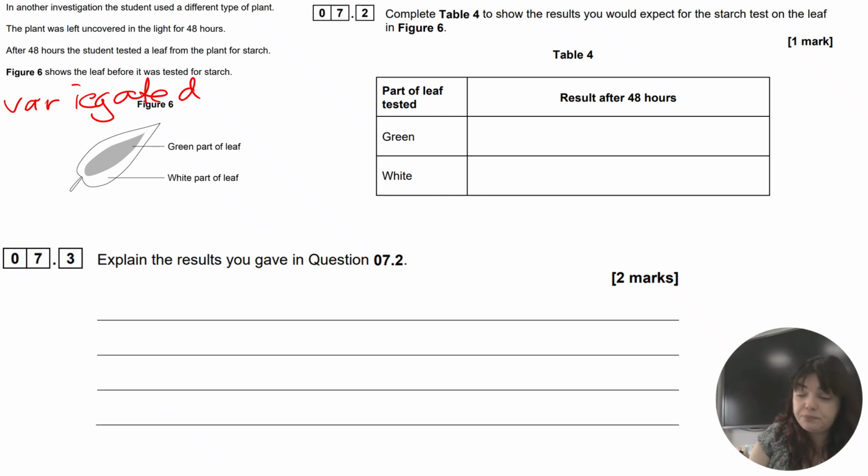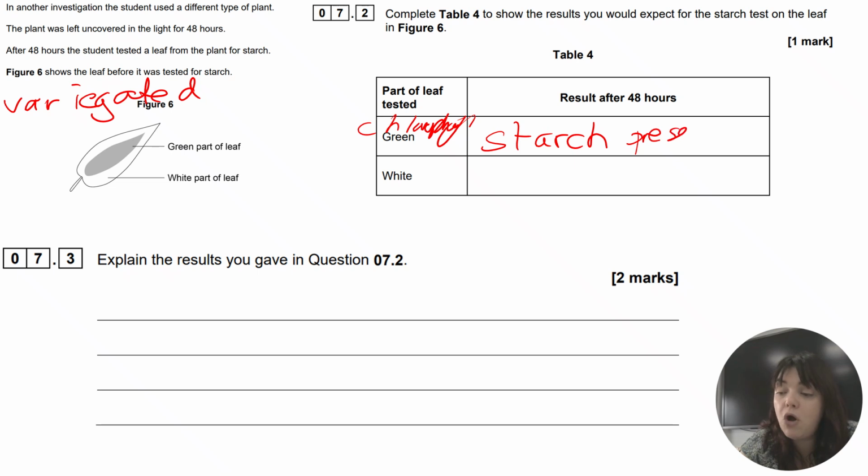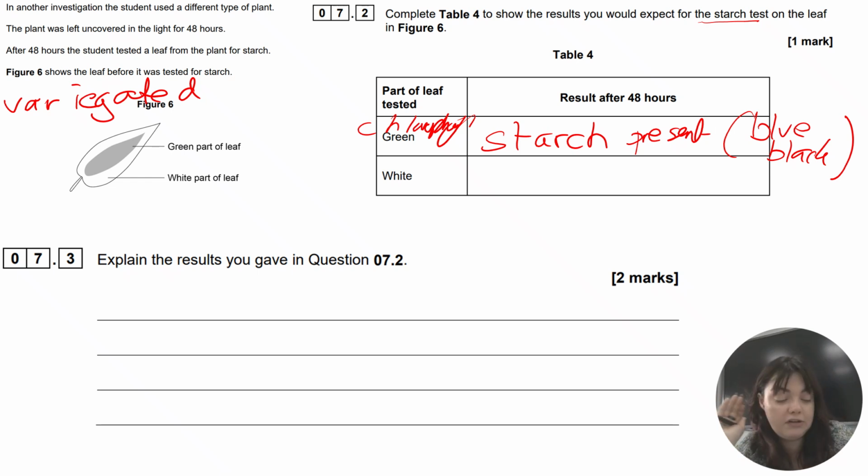So green, I would expect to see starch present because it's green, it contains chlorophyll. Okay, if you've got chlorophyll and we're uncovered, it means we've got lots of light and CO2, so we're going to get starch present. Now, alternatively, because it's asked for the starch test, you may have said blue-black. Okay, that is also fine. If you've written blue-black, or you've written starch present, or you've written both, congratulations, that is fine. I will also allow you to say positive for starch as well.